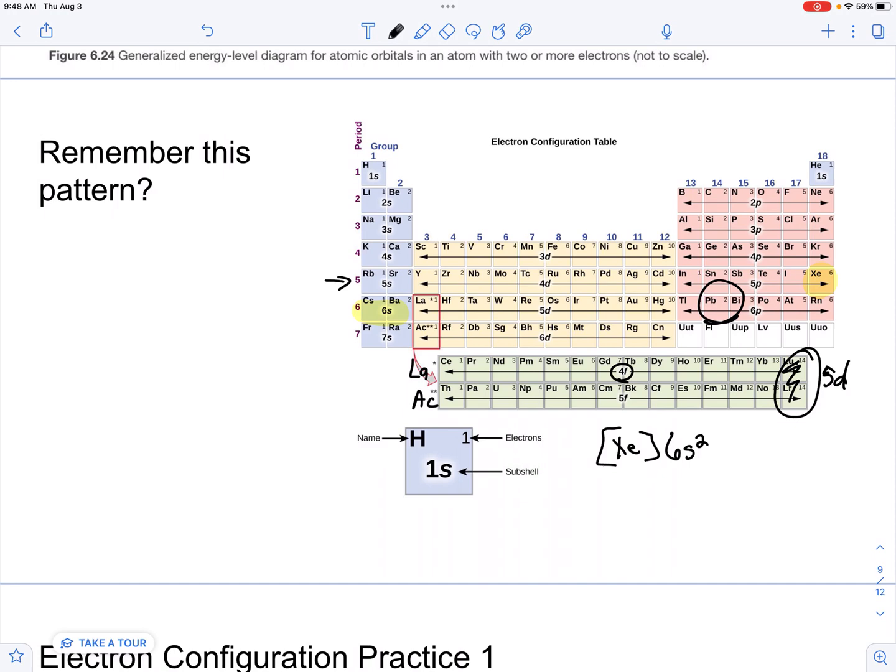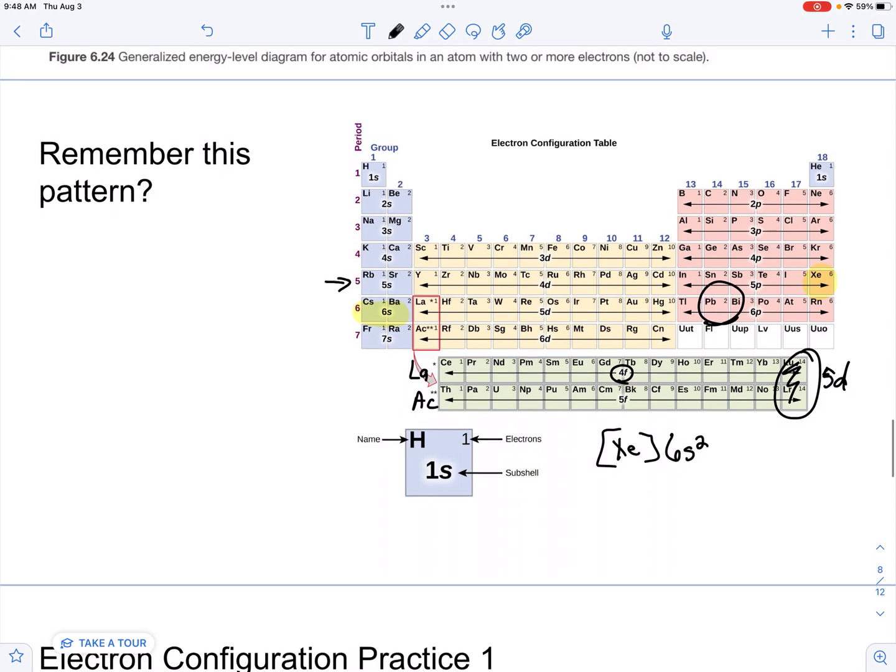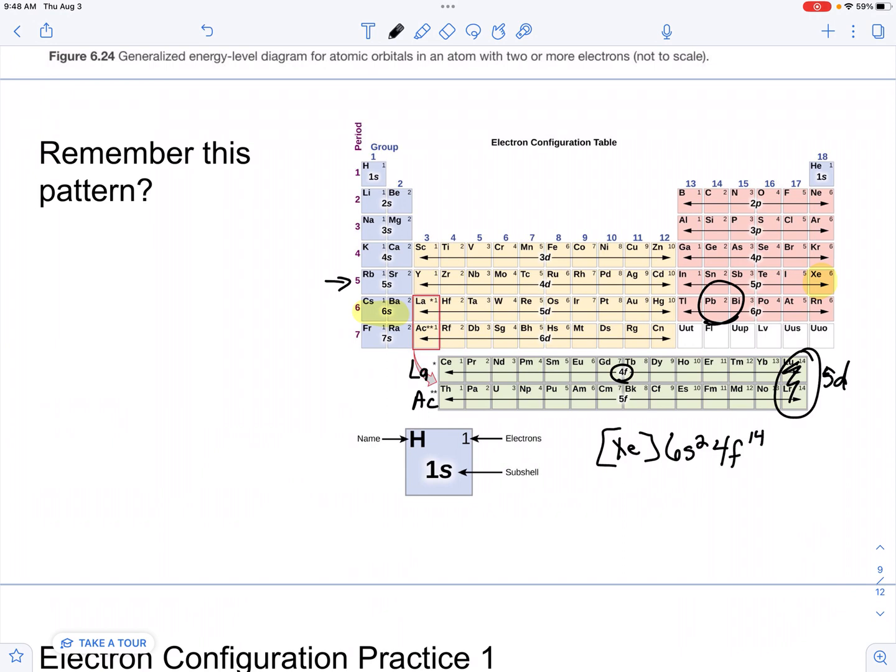So we have xenon 6s2, 4f14, 5d10, 6p2. Okay? But remember, if we asked you for the valence electrons, you're not listing all of them.